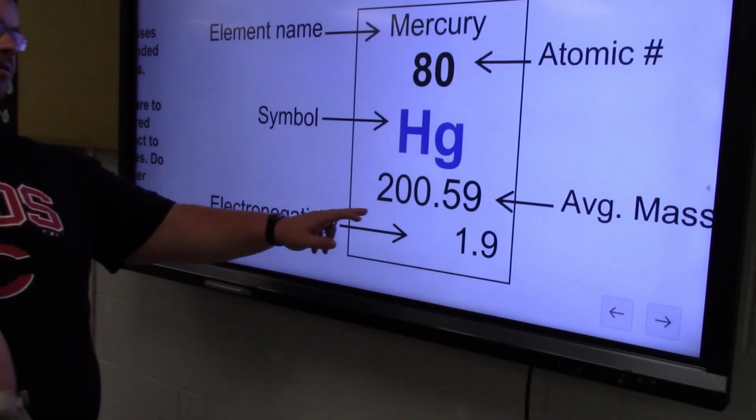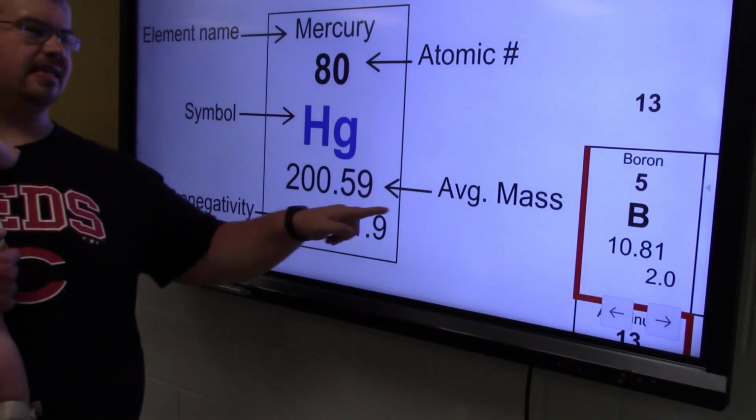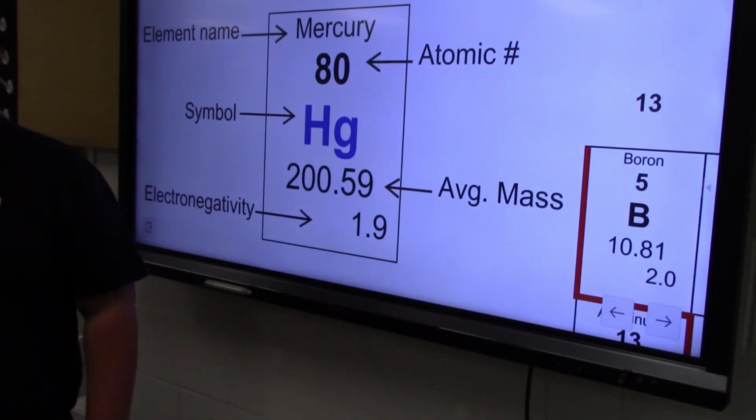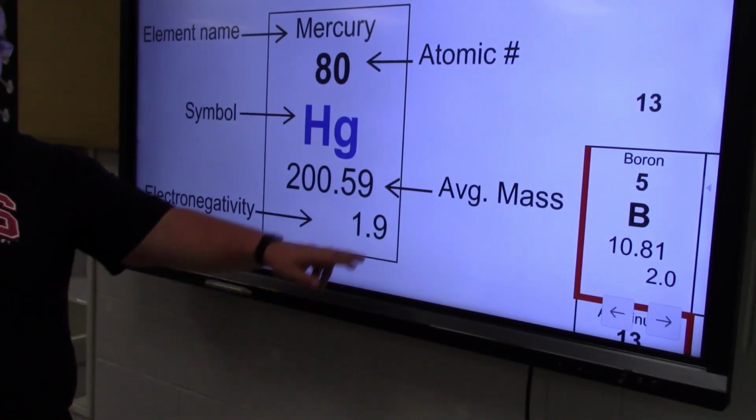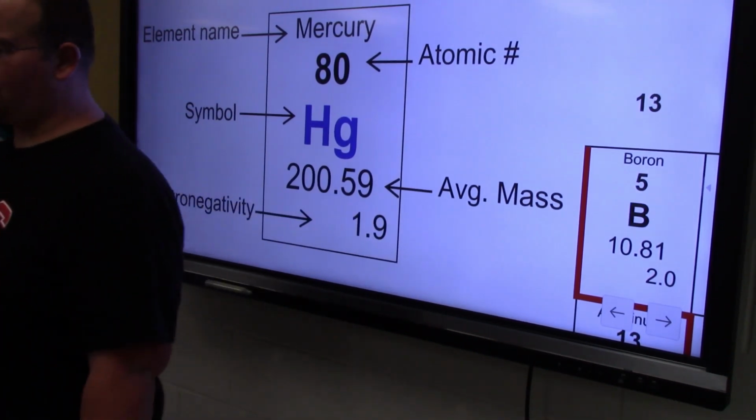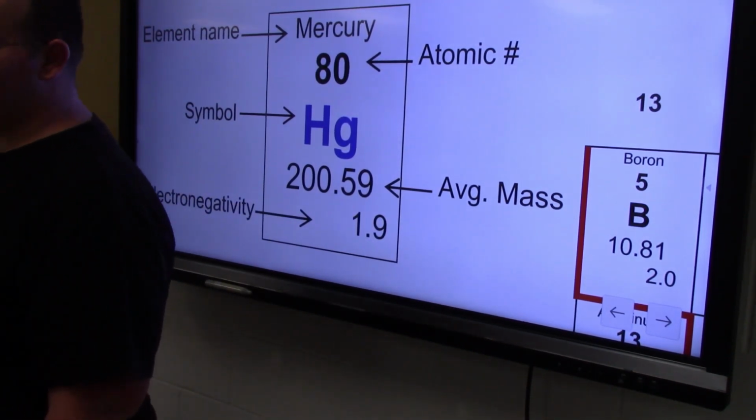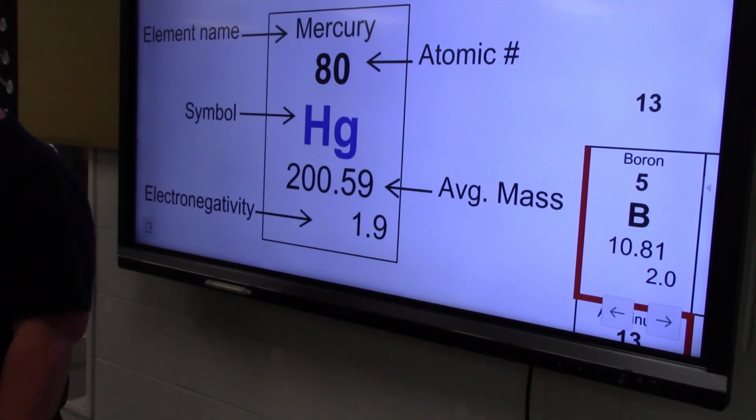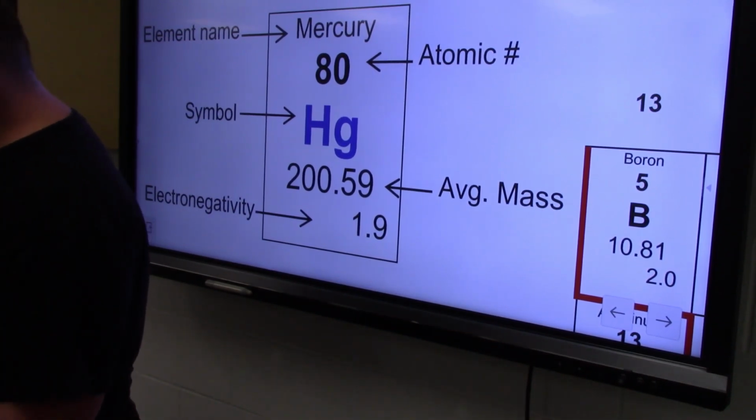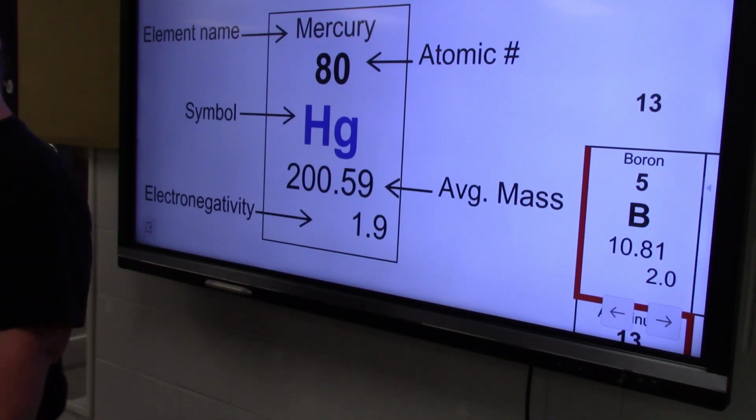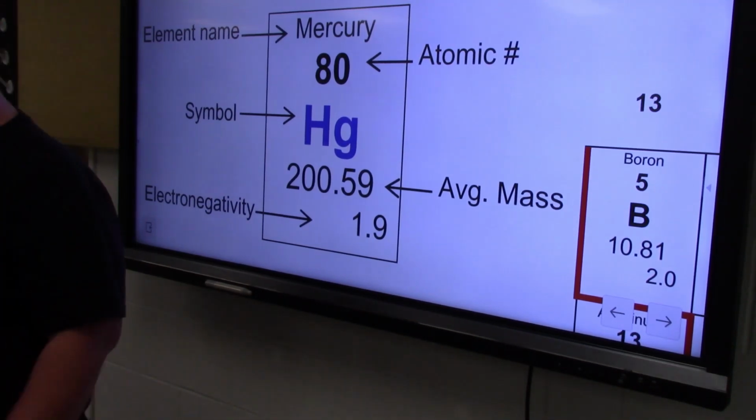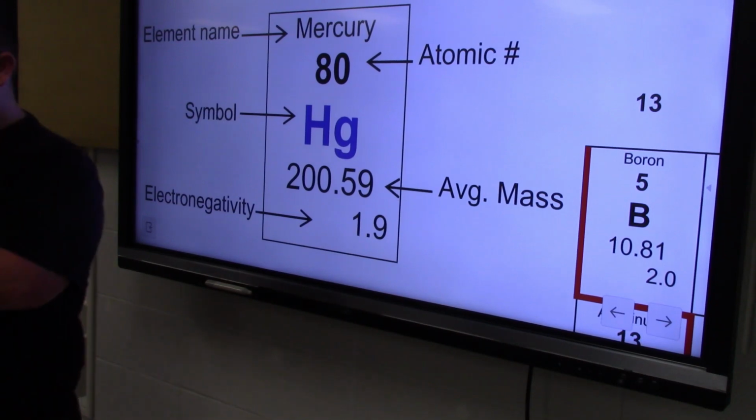Now down here, you see this one, it says average mass. This one's very special. I have a more specific name I like to call this. It's not just the average mass, it's the average atomic mass. It also goes by the average mass number. But there's something very important when it comes to it. You need to know how to calculate it and where it comes from.